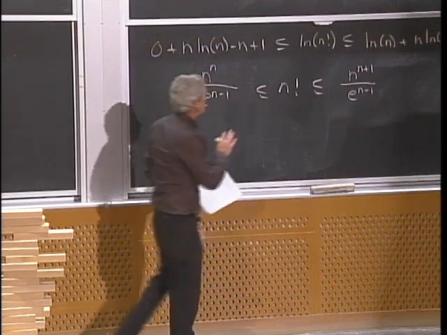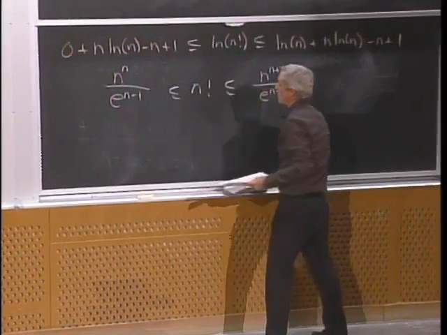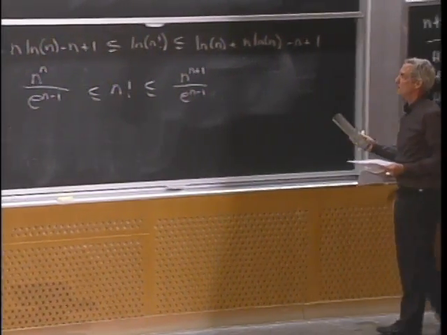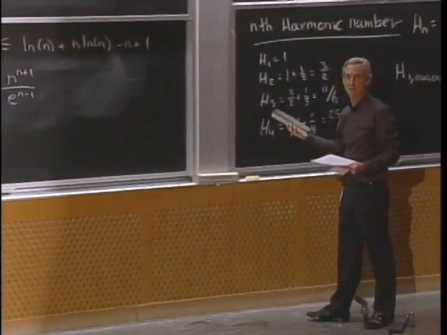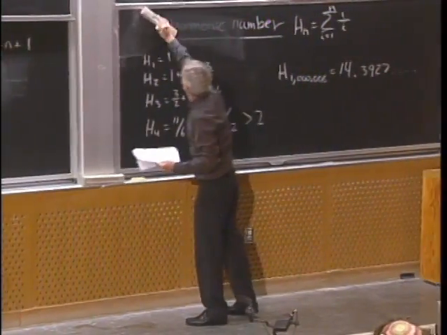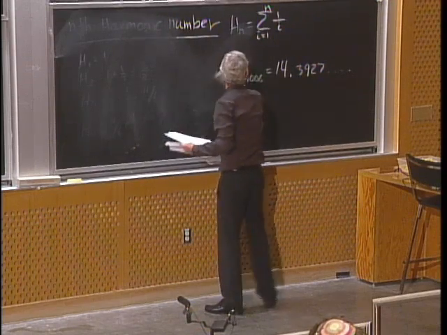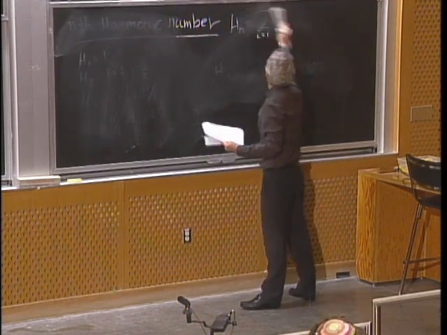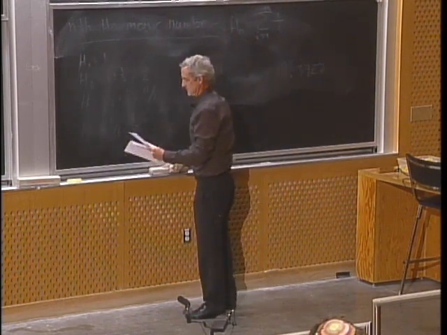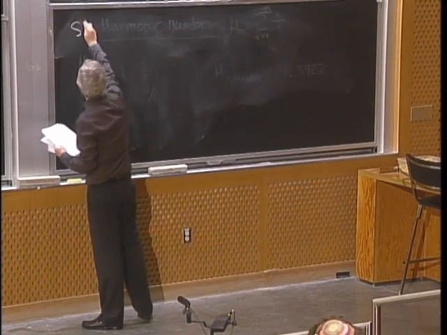Now, this is so important that, even more than harmonic numbers, people have gone to a lot of effort to get very tight bounds on n factorial. So let me tell you what those are. It's called Stirling's formula.